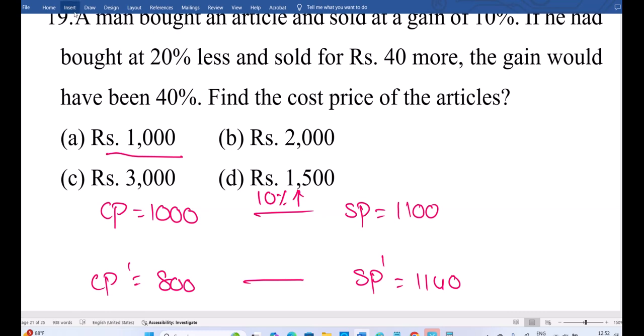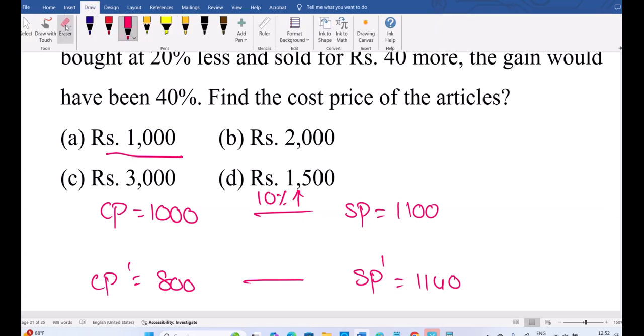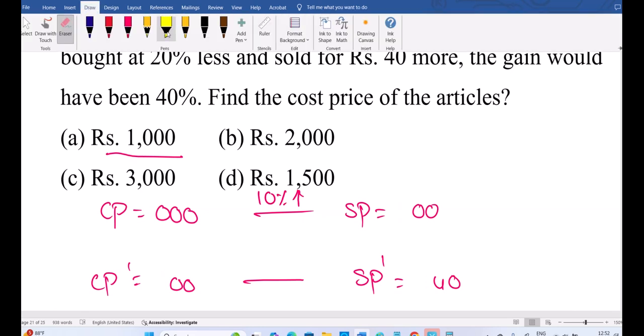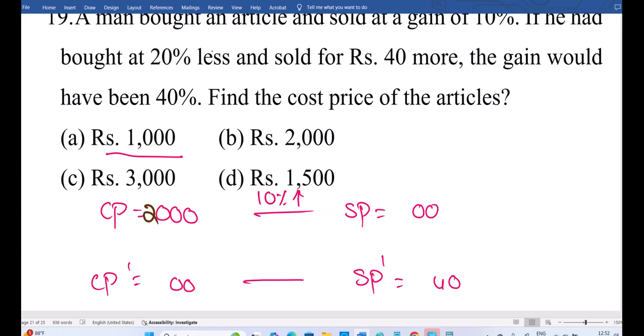I'm just giving the idea. If it is 2000, then only things will change. If it is 2000, the selling price will be 2200 and the gain 200. How much less? 20% less: 10% is 200, 20% is 400 less for 2000. I have taken cost price as 2000, so the new cost price is 1600. Here it is 2000 to 40. How much increased here?